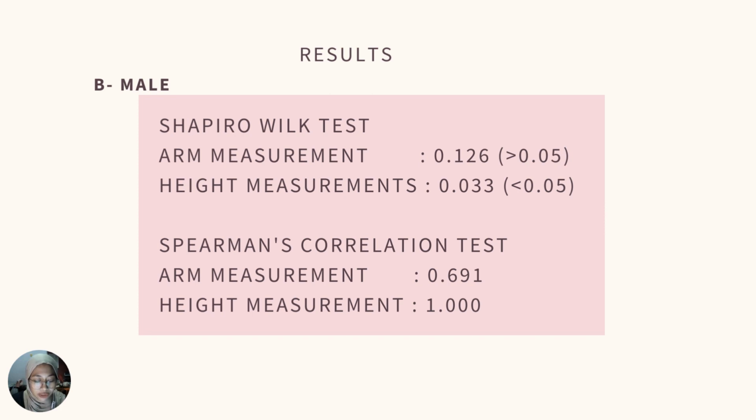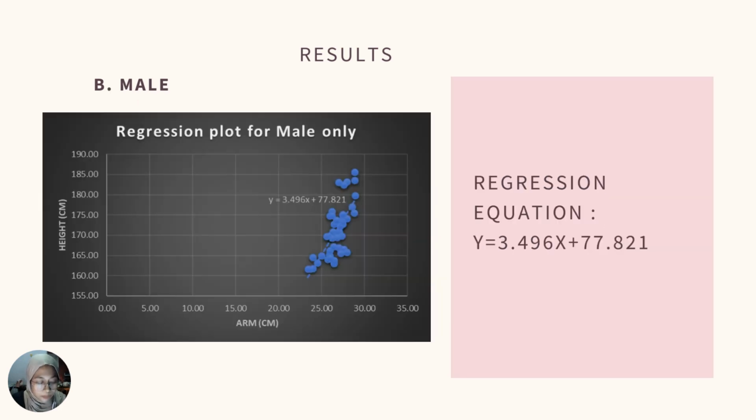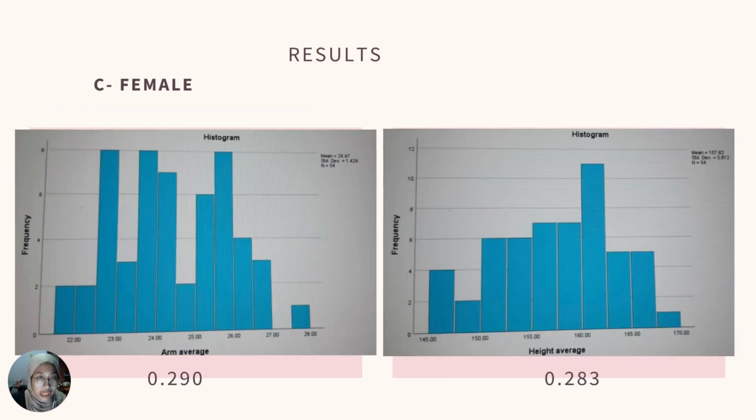Just like before, in order to get the regression equation, I use Excel sheet to get the scatter plot first. After data input, I uncover the equation based on the scatter plot obtained, and the result is shown as in the slides. Lastly is the result for female only.